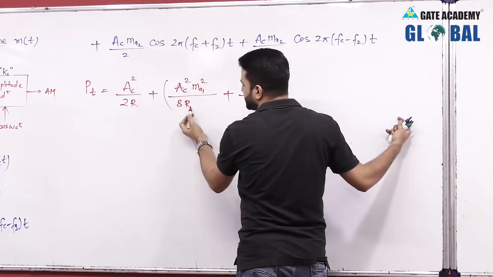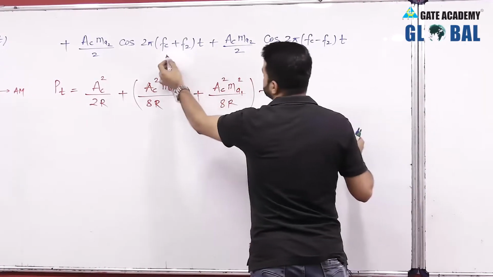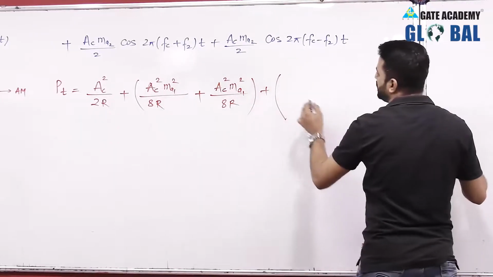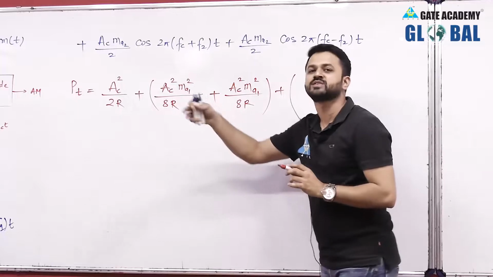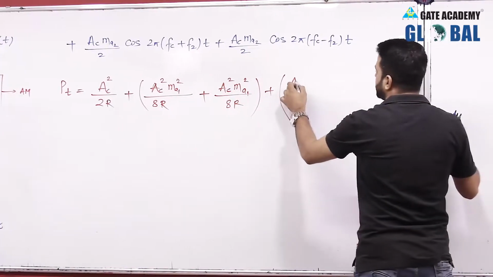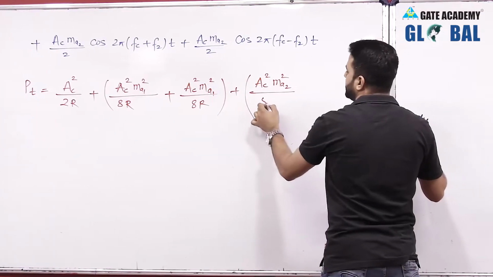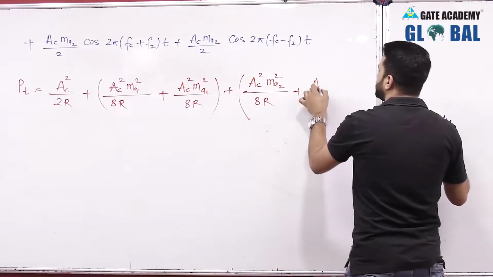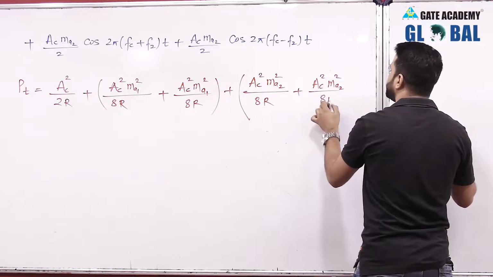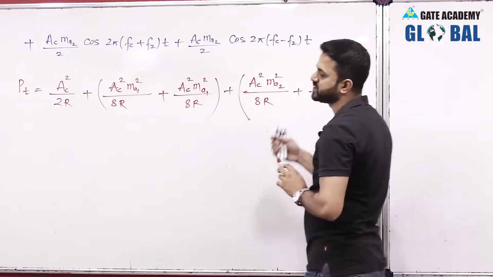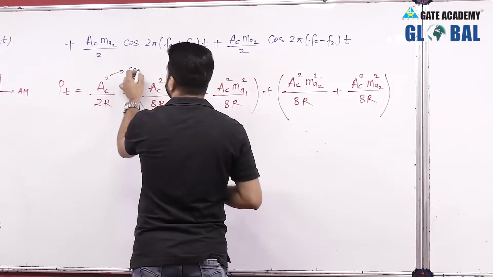This is first upper sideband and first lower sideband power. Similarly, this is the second upper sideband and second lower sideband, and its amplitude is Ac Ma2 by 2. So the amplitude square divided by 2R is Ac square Ma2 square divided by 8R plus Ac square Ma2 square divided by 8R. So this is the total power. Now this is known as carrier power.